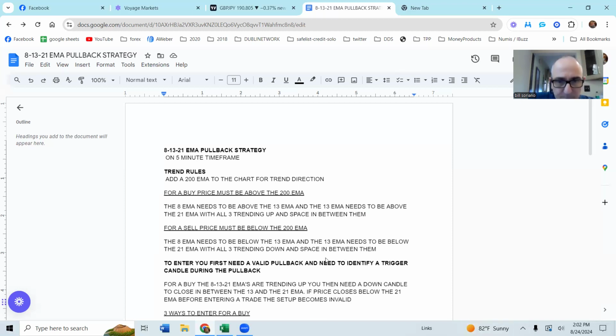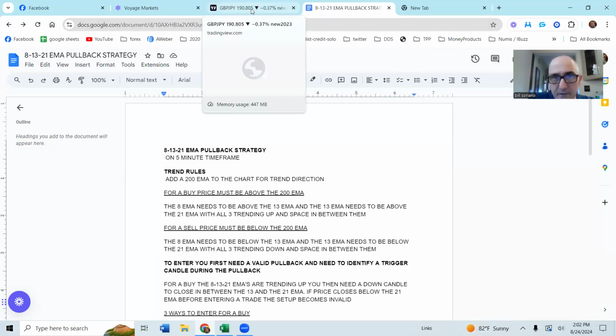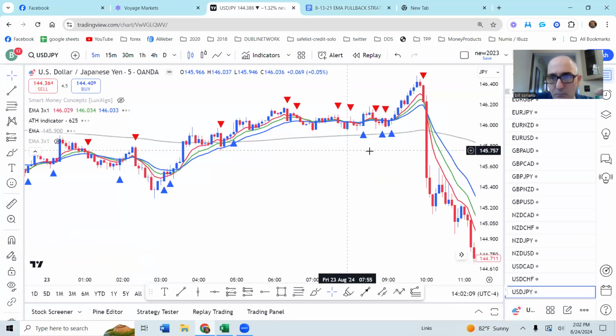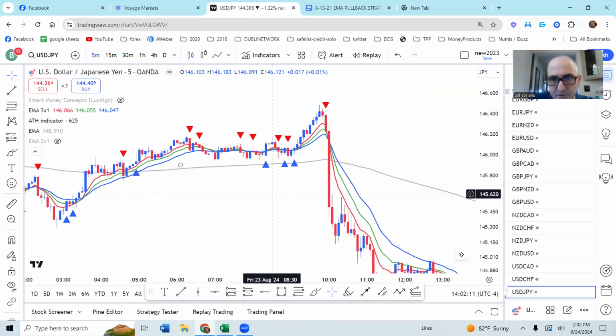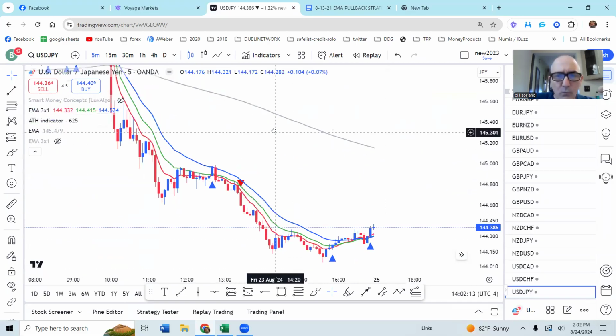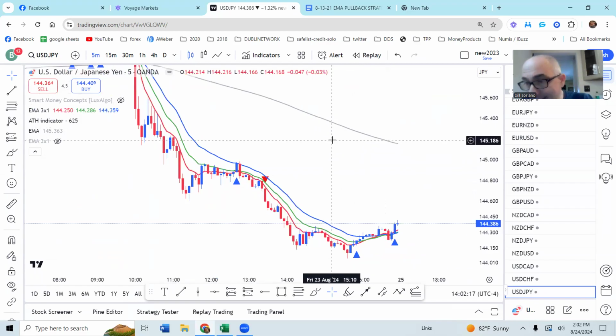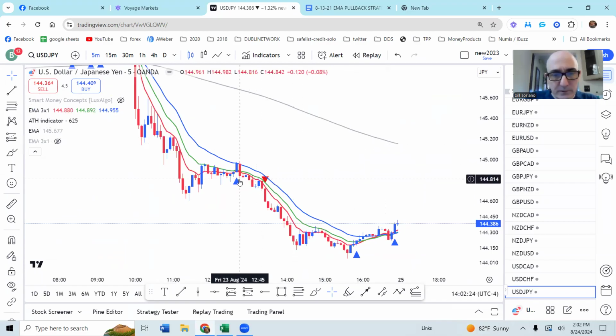So let's look at this first before we go on with any more of the rules. Let me pull up a pair here in TradingView. Let me go to USD/JPY. What we see here is Friday's price action. Today's Saturday, August 24th, 2024, so this was from August 23rd, 2024.